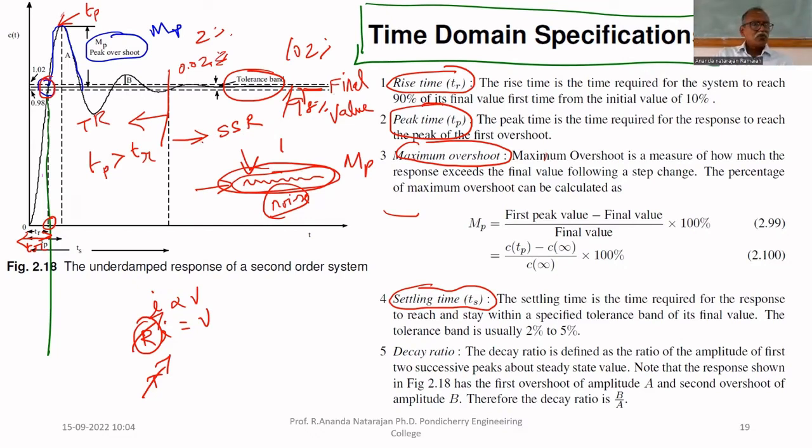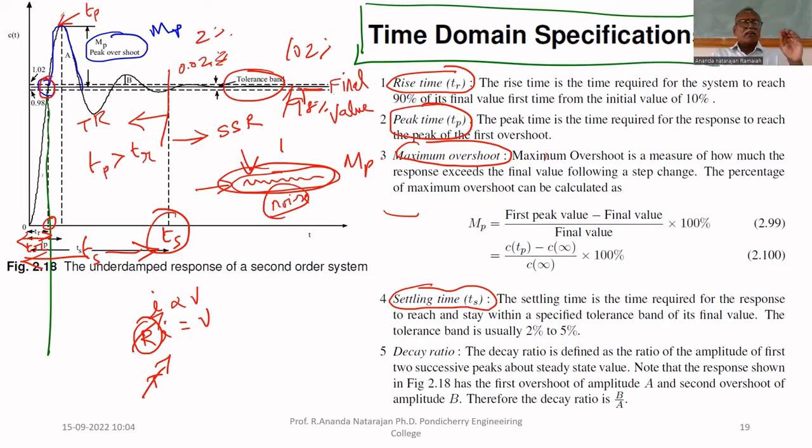Therefore, this is TS, the settling time. After this point, it oscillates, but within that 2%. Therefore, this point is called settling time, TS. The time taken to reach this point is called settling time. You understand this point?